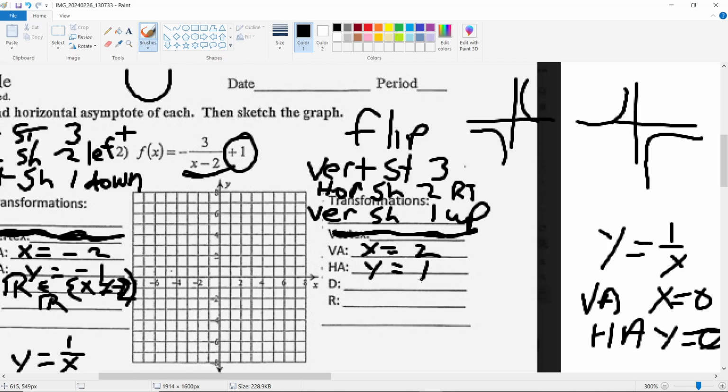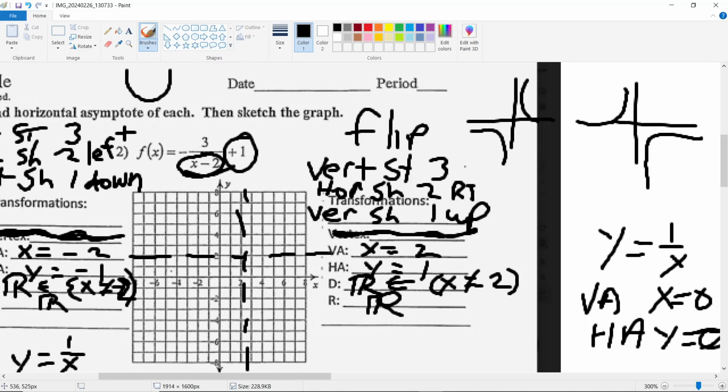The domain is all the real numbers except that vertical asymptote. So it's all reals such that x does not equal 2. All reals except x equal 2. And the range is all real numbers. You can put negative infinity to infinity. Now I'm going to draw it. Vertical asymptote x equal 2. Horizontal asymptote y equals 1.